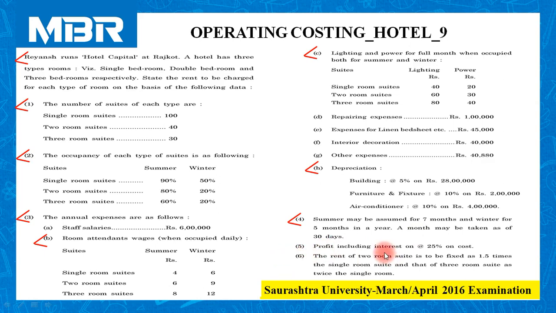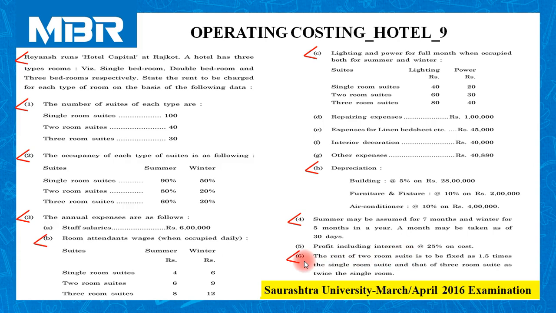Profit, including interest, at 25% on cost. We need to charge profit at the rate of 25% on cost price. This 25% on cost price includes the amount of interest on investment. So we need not calculate the amount of interest separately, because the interest is included in the amount of profit.